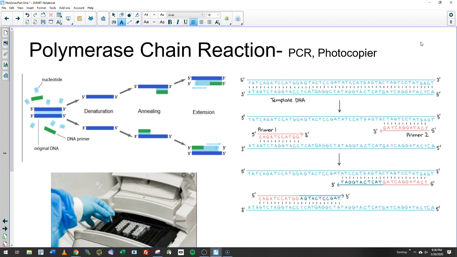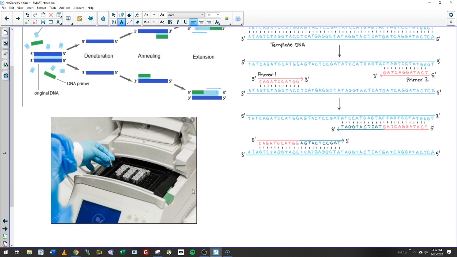So what scientists do is they do something called PCR, which is called polymerase chain reaction, but I think of it like a molecular photocopier. There's a whole bunch of different pictures here, and I'm going to explain them all to you. There's 1, 2, 3 pictures. This is the PCR machine.